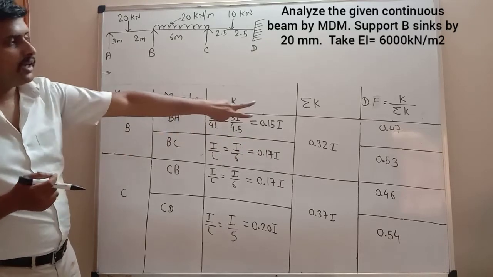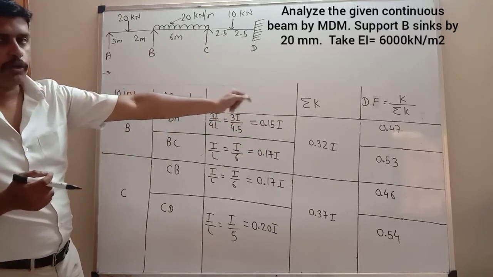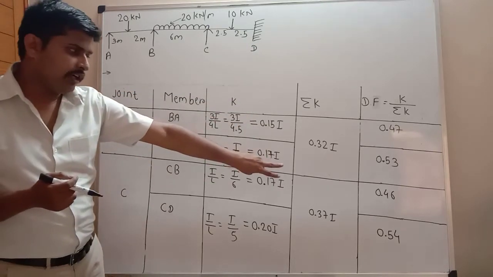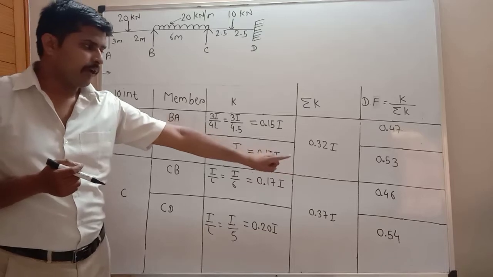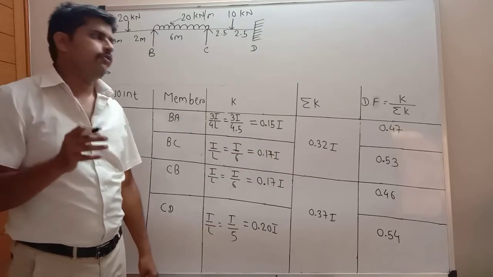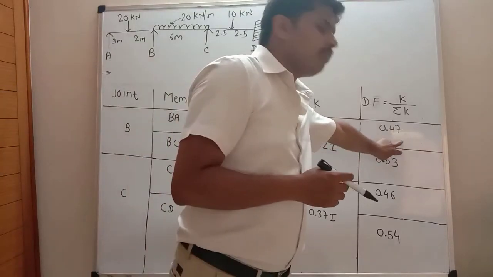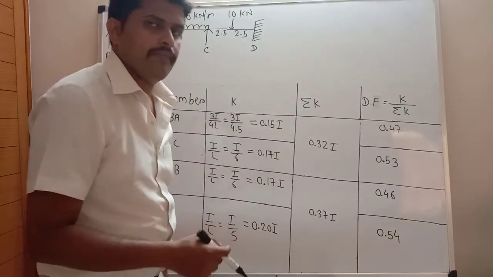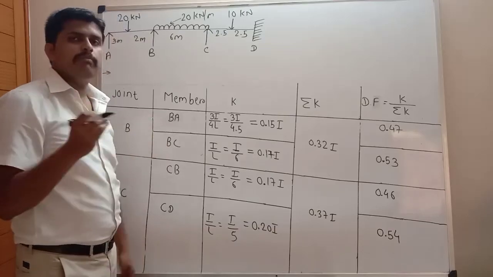For joint B, there are two distribution factors, that is 0.47 and 0.53. For joint C, there are again two distribution factors, that is 0.46 and 0.54. The addition of these two must be 1, and for these two must also be 1. So this is our step number 2.